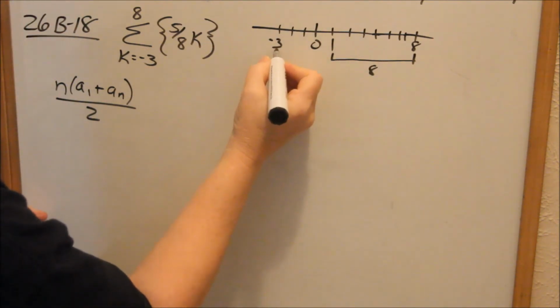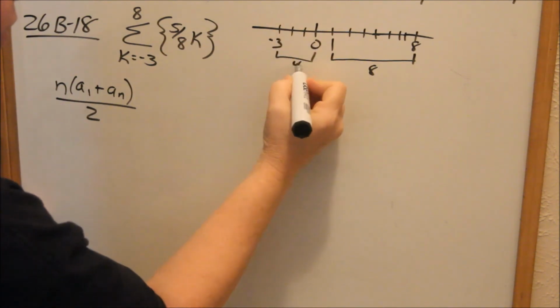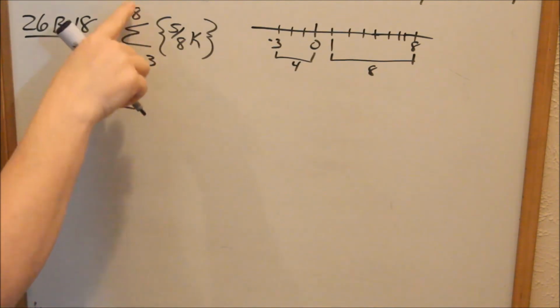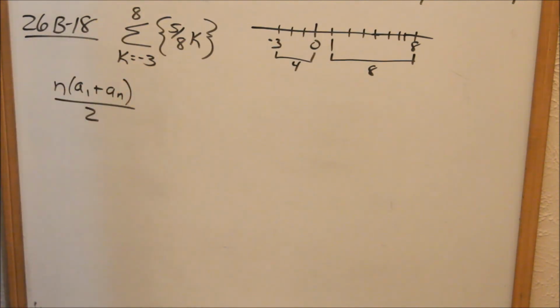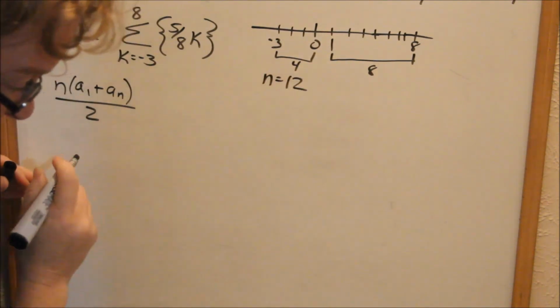Okay? And then from -3 to 0 is 4 numbers. So just be careful when you are counting. You can't just add these together or subtract these, okay? Because you have to include 0 in there. So for this case, the number of terms is going to be 12.